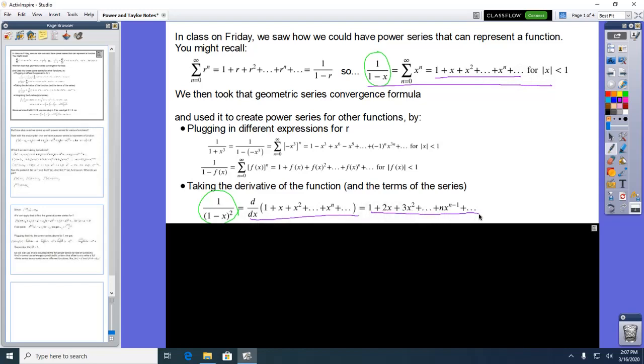Okay, so we have a power series now for 1 over (1 minus x) squared. And of course we could do it again and again if we wanted to. We could just keep going. And in addition to that, you can also take the integral.